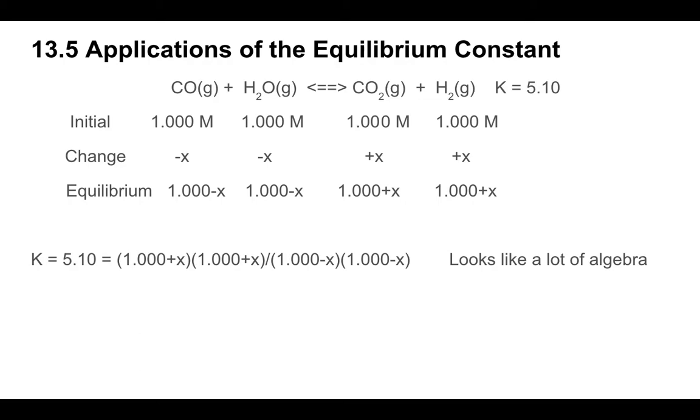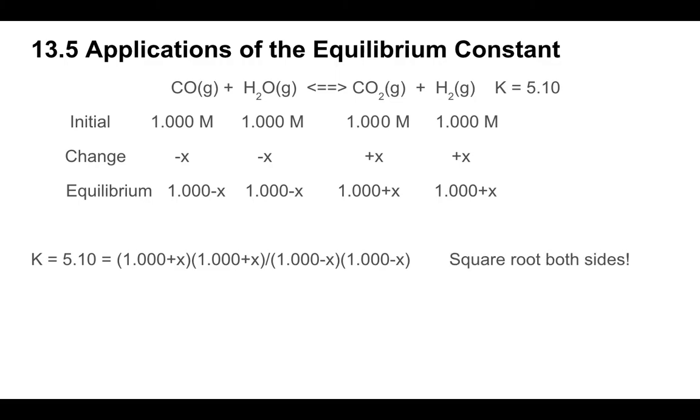5.1 equals 1 plus X times 1 plus X over 1 minus X times 1 minus X. Now you may be looking at that and going, oh wow, is he going to make me solve for X in that equation? That looks like something Mr. Ryan would make me do. Well, I'm nicer than Mr. Ryan. I'm going to show you a shortcut.